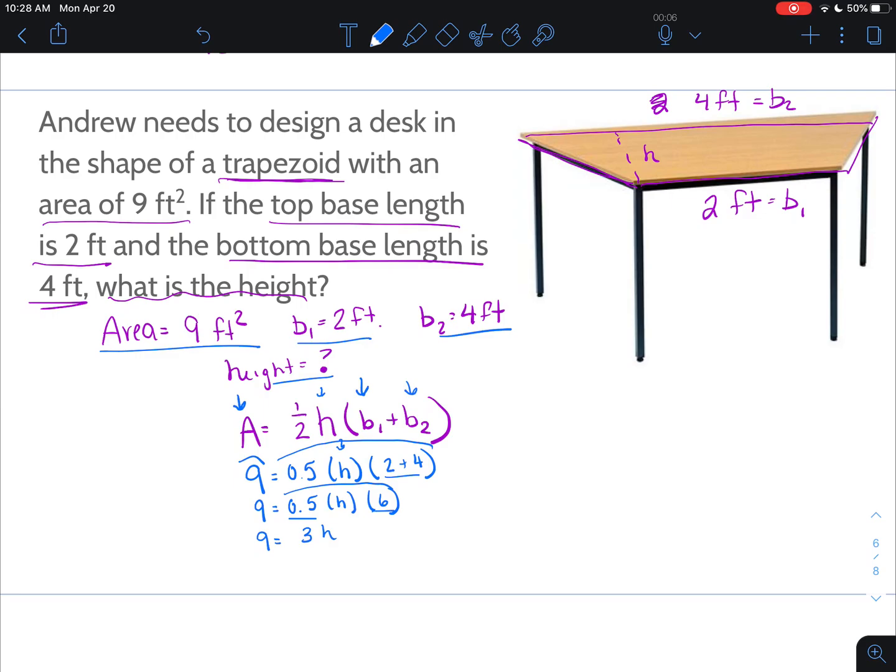Okay, so I kind of just multiplied, and what I got for 0.5 times 6 is 3, and I still need to multiply by the H. So at this point, you have a one-step equation that you can solve. My variable H is being multiplied to 3, so I'm going to divide each side by 3. Those cancel out. I'm left with my height, which is perfect. 9 divided by 3 is 3. So the height is 3 feet.